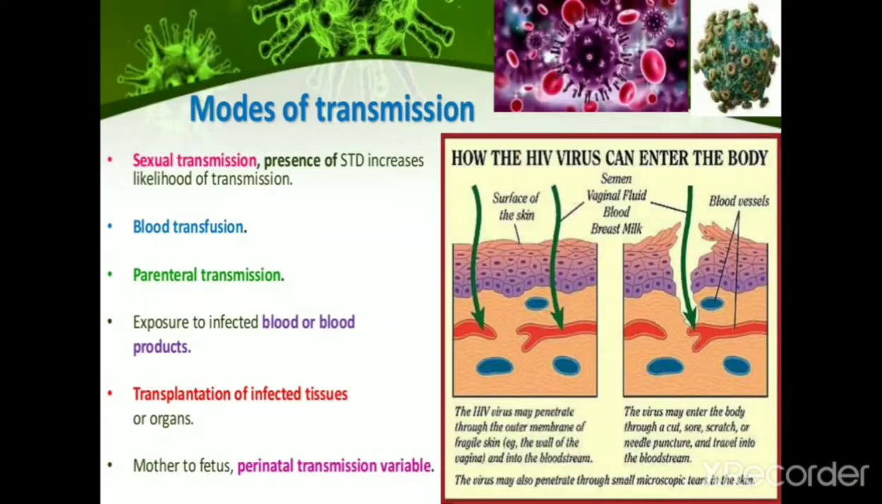And these are the different modes of transmission of this HIV infection. One is sexual transmission, the second is blood transfusion, then transmission through the parenteral route, exposure to infected blood and blood products, transplacental transmission, and transplantation of infected tissue. So these are the different modes of transmission of HIV infection.